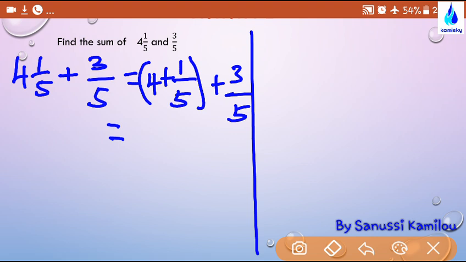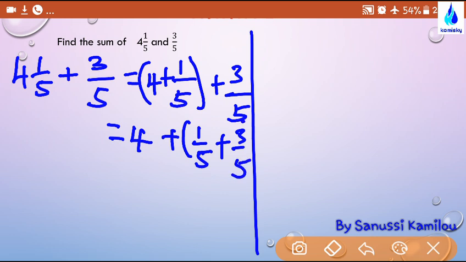So now let's go ahead and see what we can do. Our rule number 1 is saying that we should add the whole numbers, and then add what you have gotten to the sum of the fractions. So let's add our fractions first, then we'll remove the brackets. 1 over 5 plus 3 over 5. This means we want to deal with the fractions first.